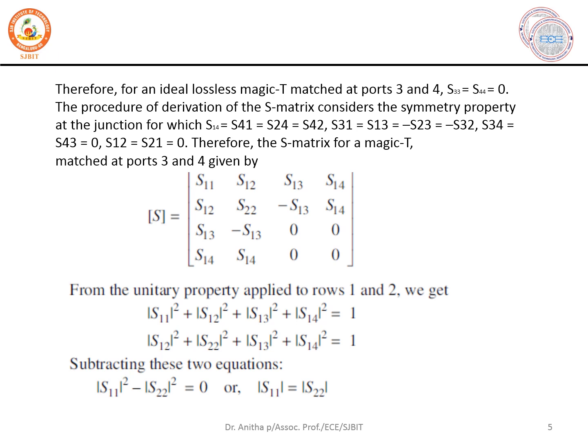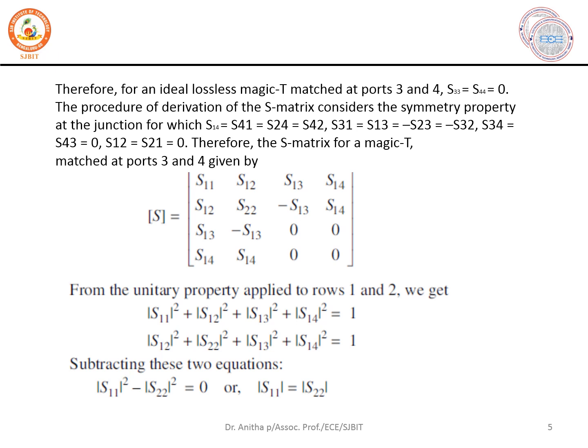As it is a 4 port device, we have a 4 cross 4 S matrix. Ports 1 and 2 are collinear ports, and 3 and 4 are the E arm and H arm. To determine all these S parameters, we apply the properties.